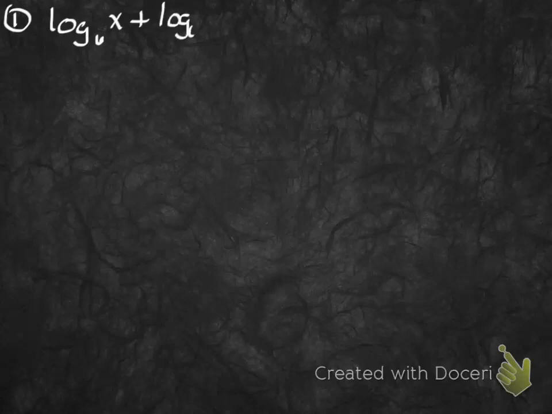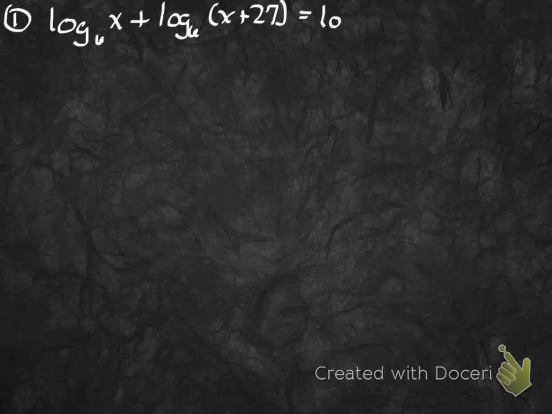So, let's look at problem 1. We have log base 6 of x plus log base 6 of x plus 27 equals log base 6 of 58. The first question we had is, is there a single log, or is there more than a single log on each side? So is there more than a single log on one of the sides? Yes. So there is more than a single log on this side. We need to combine it.